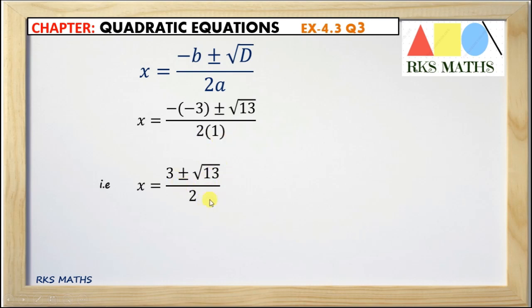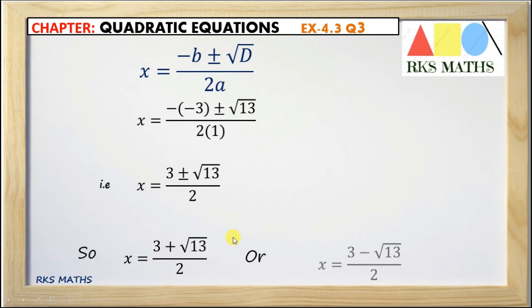So students, this cannot be further simplified. So here we got the two roots, plus minus. There are two cases. What are they? One is x is equal to 3 plus under root 13 upon 2, or x is equal to the minus case, 3 minus under root 13 upon 2. So students, these are the two roots of the quadratic equation.